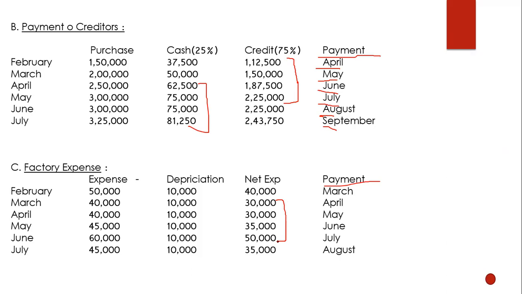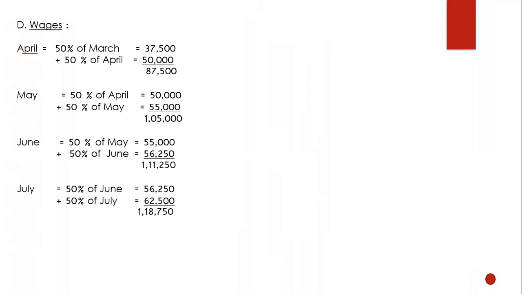Okay. So now only two expenses are remaining. One is wages. For wages, 50% of last month and 50% of this month. So 50% of March is 37,500. 50% of April is 50,000. So the total will be 87,500.